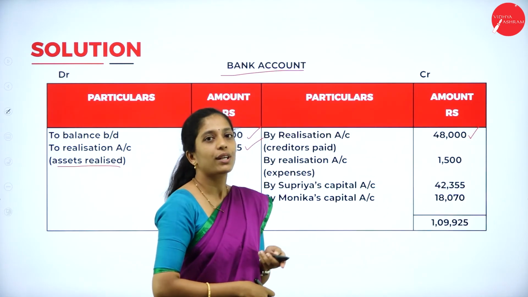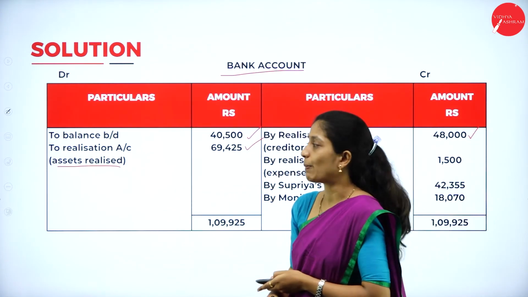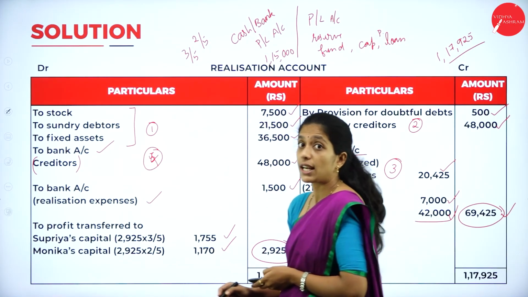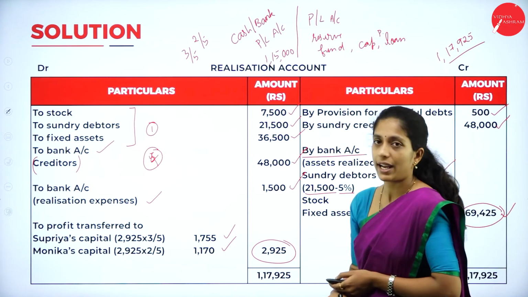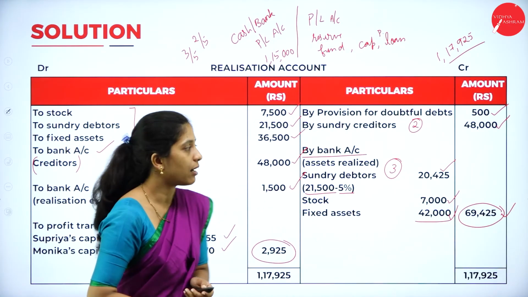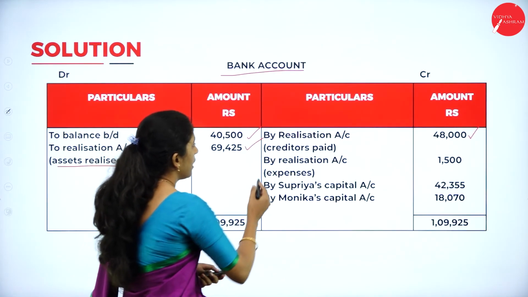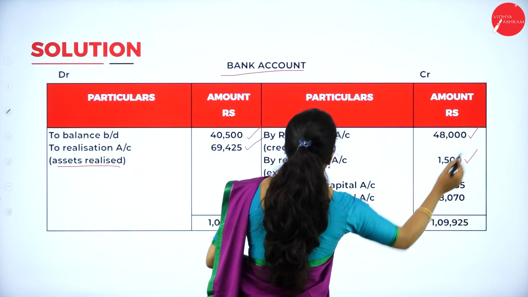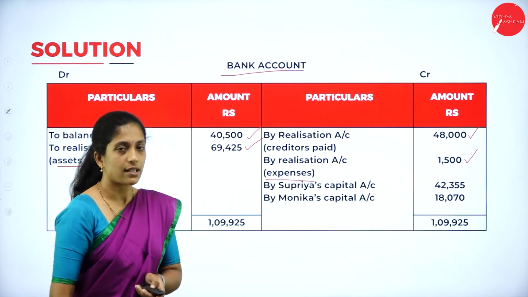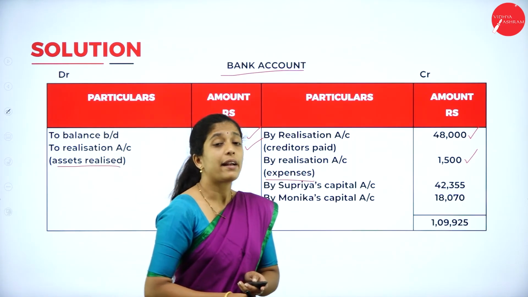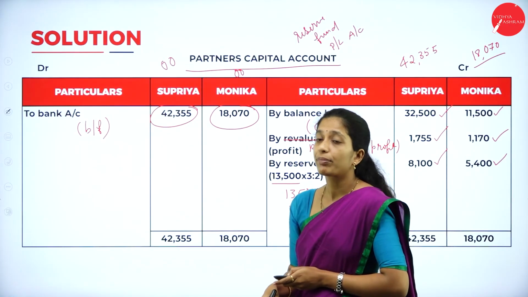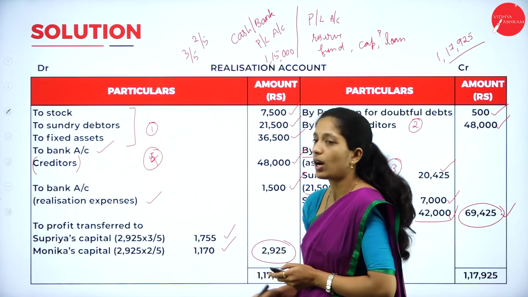In the same way, go to realization account and see whether there is bank account. Yes, here there is bank account for realization expenses. How much? 1,500. So how do you record in your bank account? By realization account 1,500. So this is for realization expenses. Now we are done with entries, that is bank account, which has to be taken from realization account. So there is no other bank account.